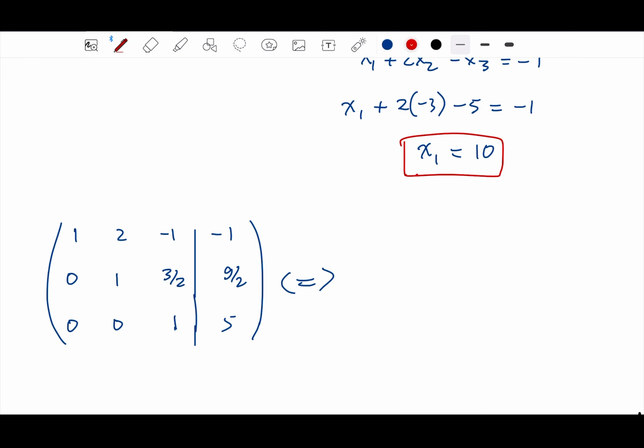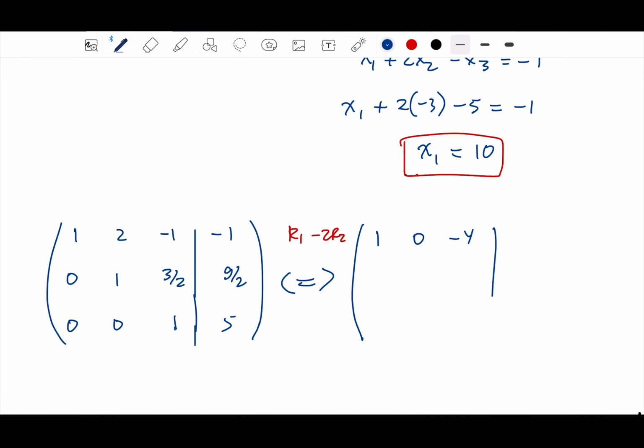So we can start by taking the first one, the 2 and negative 1 becomes 0. So let me write R1 minus 2R2. So 1, still 1. 1 minus 0 is 1. 2 minus 2 is 0. Minus 1 minus 3 over 2 by 2 is going to be minus 1 minus 3 is minus 4.